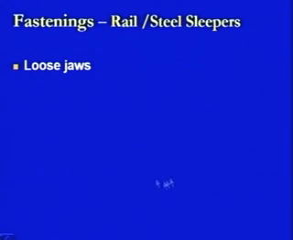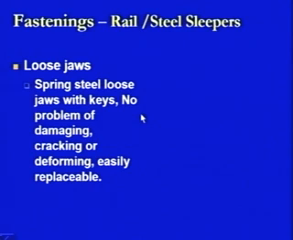Now, we come to another category of connectivities. This category of connectivity is between rail and the steel sleepers. Here the first thing to be used is a loose jaw. There is a spring steel loose jaw with keys. There is no problem of damage with these types of loose jaws, there is no cracking or deforming, and they are easily replaceable.